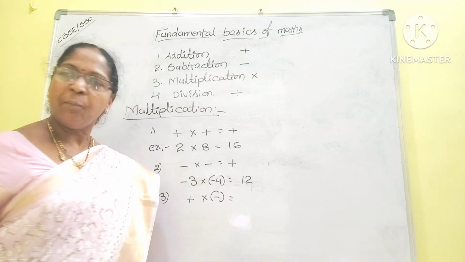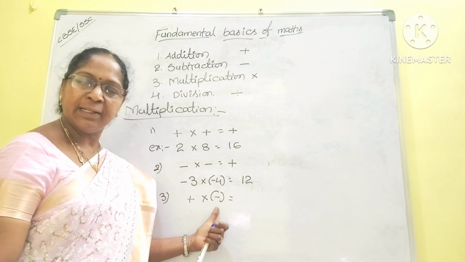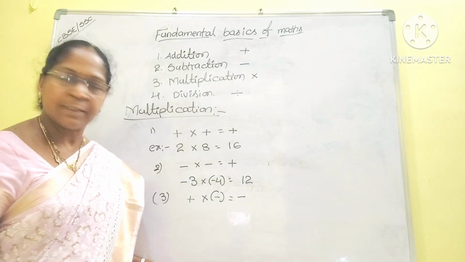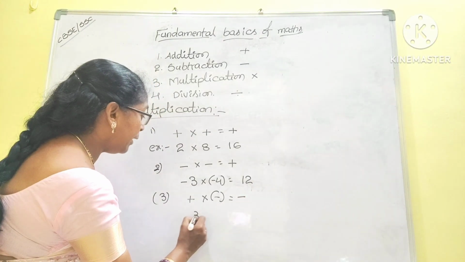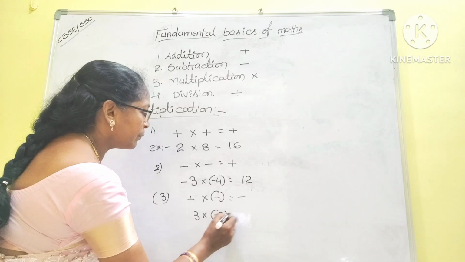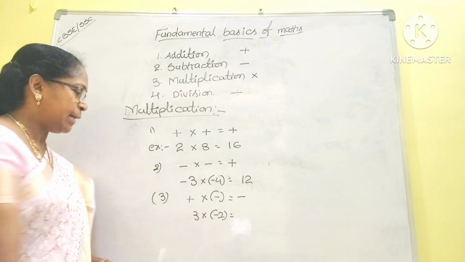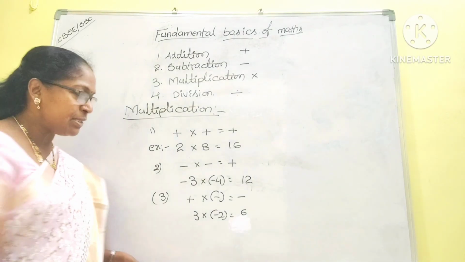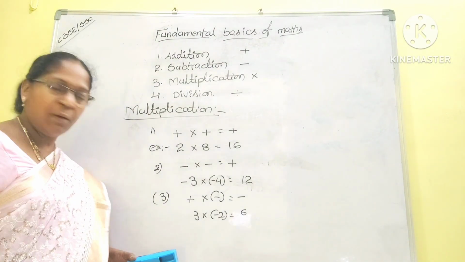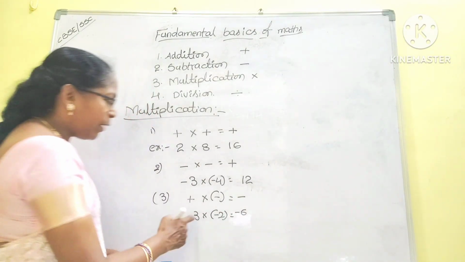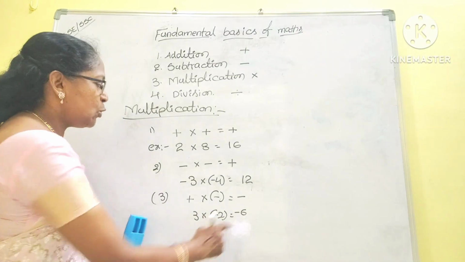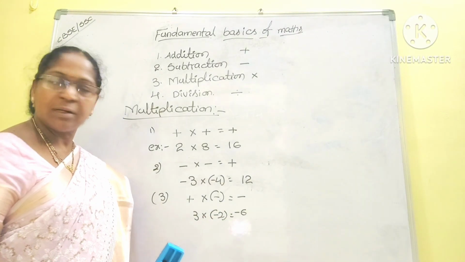Plus into minus. One is a plus and another one is a minus. Plus into minus equal to, answer is minus. Suppose here 3 into minus 2. Example, 3 into minus 2. 3 2 ja 6. But here what you have to write, which symbol you have to write before that number? Minus symbol. Why? Because here one is plus and another one is minus. So you are getting the answer also minus.